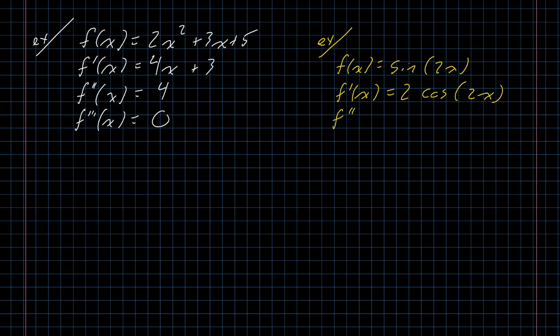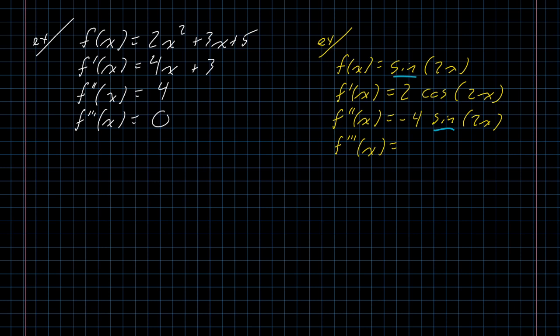The second derivative here, f double prime of x, well, the derivative of cosine is negative sine, then we'll use the chain rule and multiply by 2. So we get negative 4 times the sine of 2x. And we've more or less ended up where we started, right? We started with sine, we take two derivatives, we get back to sine, except there's this extra coefficient in front. And that extra coefficient is going to continue to get messier and messier.